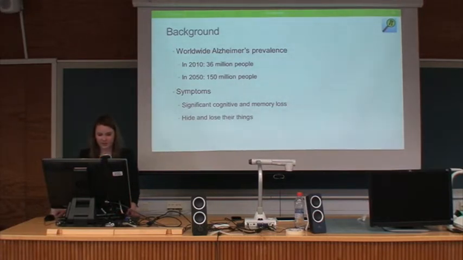So something about the background, why we need an application like Find My Stuff. In 2010 there were 36 million people with Alzheimer's. In 2050 it's predicted that it will be 150 million people. And as you all know, some of the symptoms are significant cognitive and memory loss.